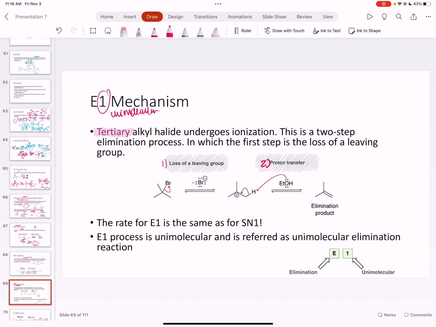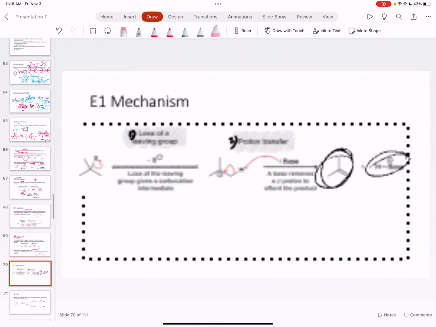So E1 has the same rate of reaction as SN1. It's k times the substrate. Our rate is going to equal k times substrate. And E1 is unimolecular and is referred to as a unimolecular elimination reaction.